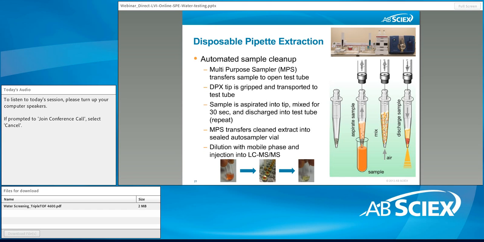It takes the sample, puts it into a test tube, and then it's using this pipette, which is filled with sorbent, to aspirate the sample into this pipette tip, and then mix it a few times and discharge it back into the test tube. As a result, matrix components are bound to the sorbent. We clean up our samples, and following LC-MS analysis will experience less matrix effects due to that cleanup procedure.